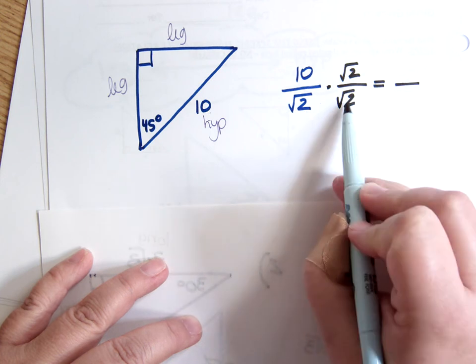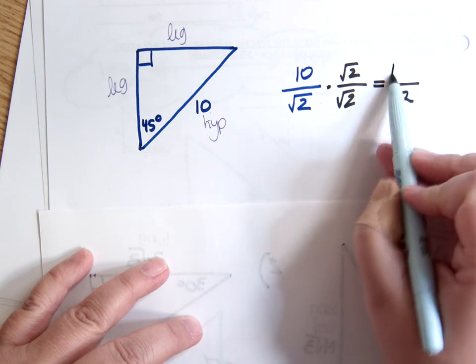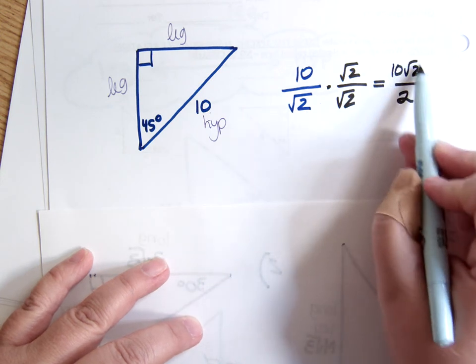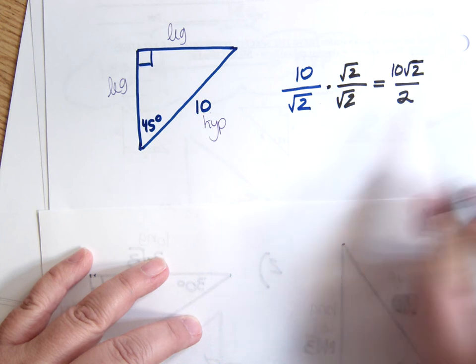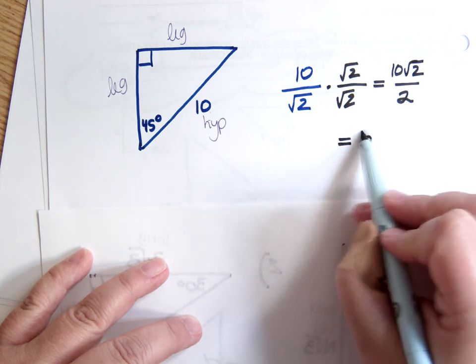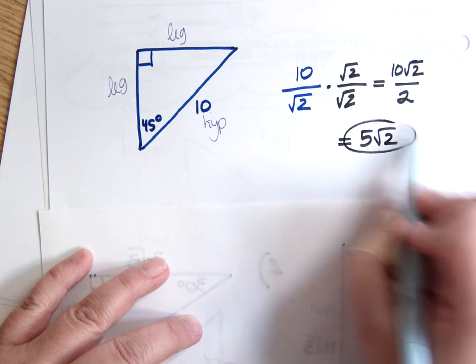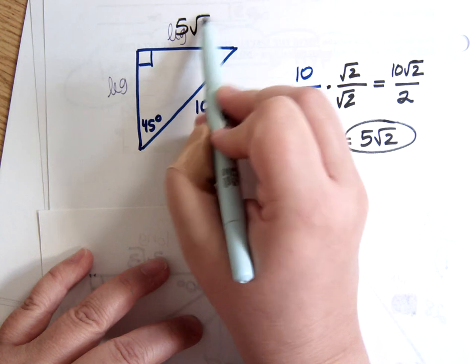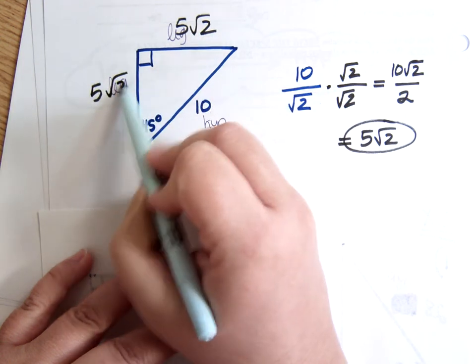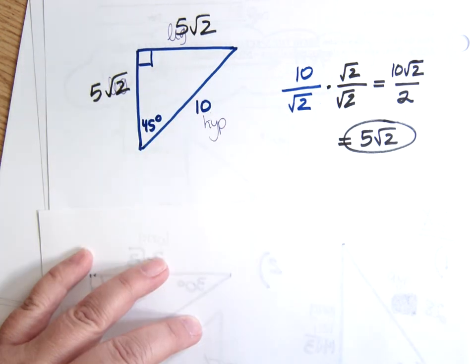Square root of 2 times square root of 2 is 2. On the top, I get 10 root 2. This can be simplified further because 10 over 2 simplifies to 5 over 1. So that is the leg length in my 45, 45, 90 triangle. Next one.